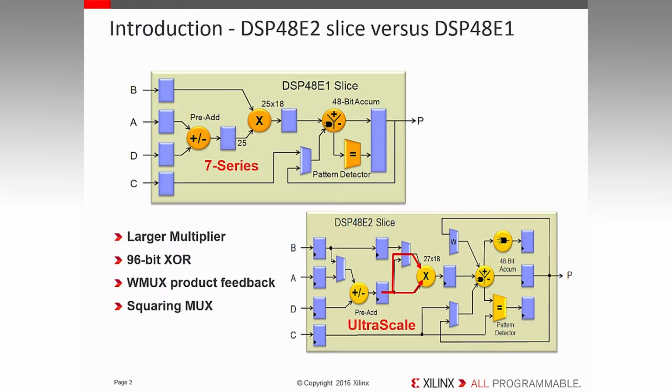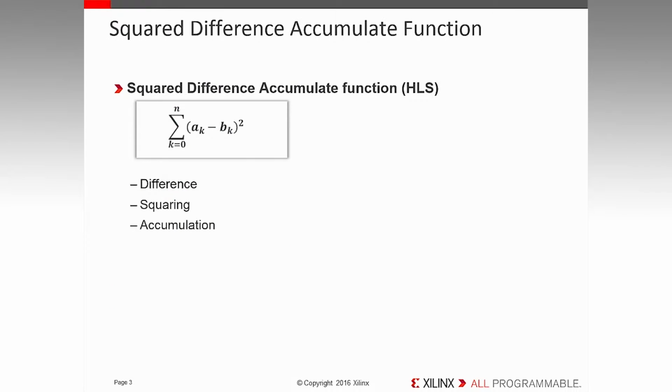Squaring is one of the fundamental operations widely used in digital signal processing. It has been added to improve efficiency and reduce resources, particularly in video applications when looking at magnitudes, and also for video processing. For the purpose of highlighting this Squaring-MUX feature, I'll use a simple squared difference accumulate function. That is, the sum of a minus b to be squared over a value of n. I'll use the Vivado high-level synthesis tool, HLS, now free in Vivado HLS, to show the improvements from 7 series to UltraScale.